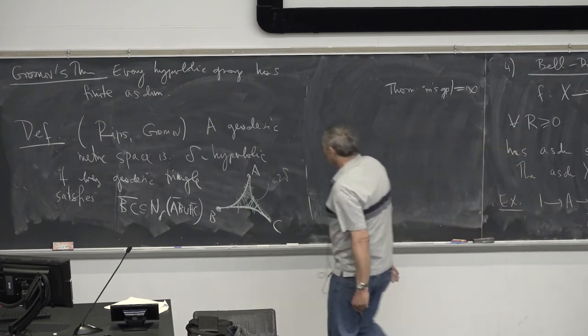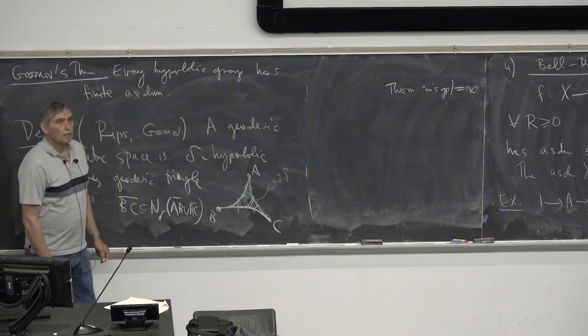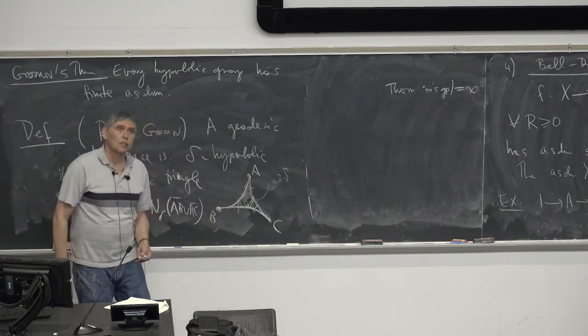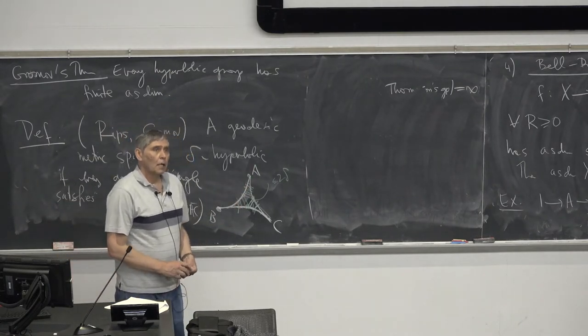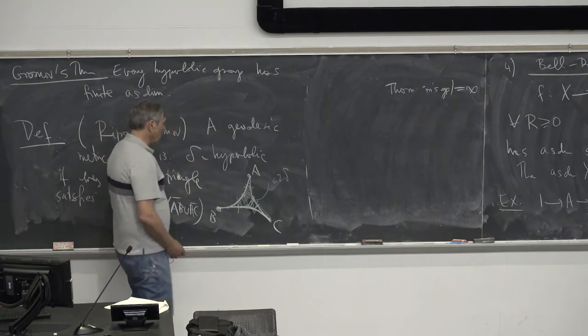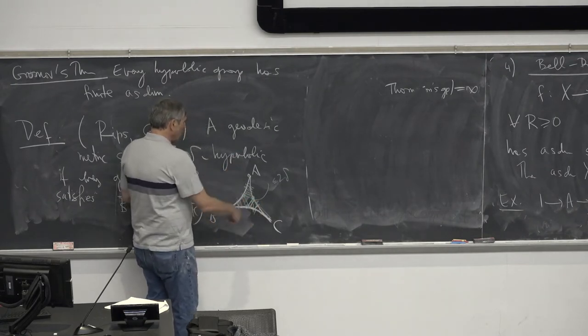In other words, these triangles can be approximated by tripods. Or more generally, the geometry here is kind of like the geometry of a tree. A tree, of course, is an extreme example of a hyperbolic space where delta is 0. Every triangle in a tree is degenerate. This delta is going to be taken to be 0. It's just a tripod.